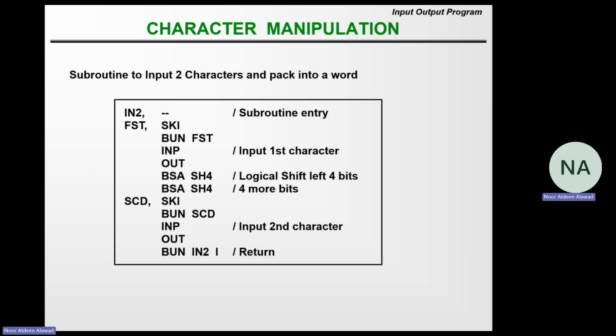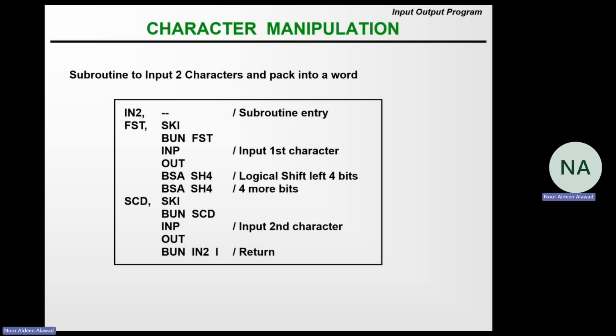I think that this is the last slide. Yes, this is the last slide. The last slide talks about how to pack two characters together into one word. A word in memory consists of 16 bits, 2 bytes. You already know this information from before. A word consists of 2 bytes, which is 16 bits.